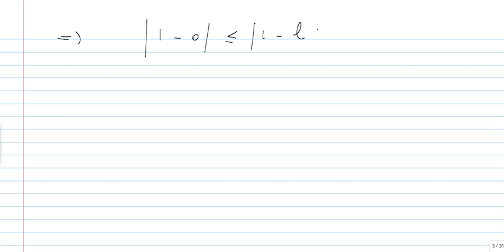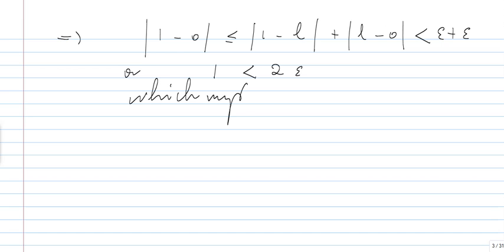The triangle inequality implies that absolute value of 1 minus L plus L minus 0, which is less than epsilon plus epsilon, or 1 is less than 2 epsilon, which implies that 1/2 is less than epsilon, and this is our contradiction because we chose epsilon less than 1/2. Therefore, such a limit does not exist, and therefore f does not have a limit anywhere on the real line.